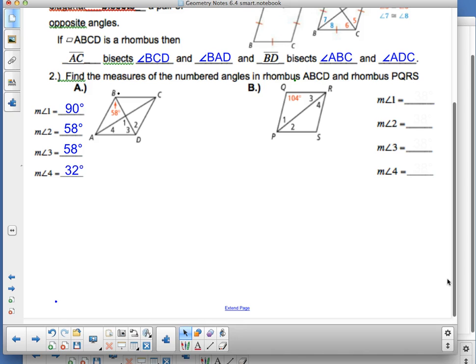Okay, thank you, sir. Are there any other questions about this? Are you okay with this? Any questions why angles 2 and 3 are 58?